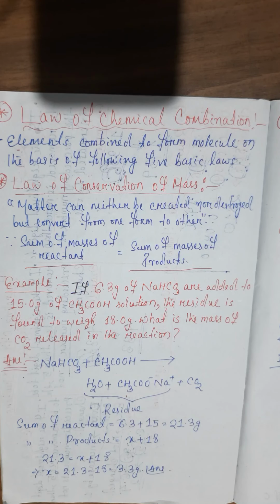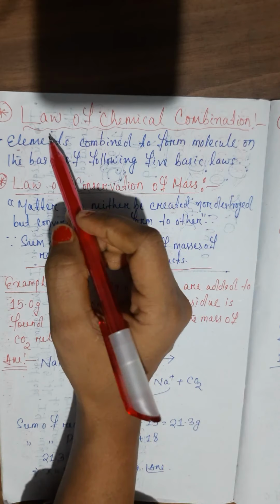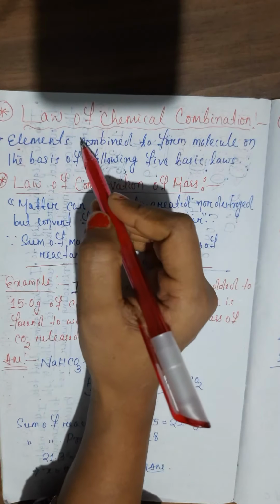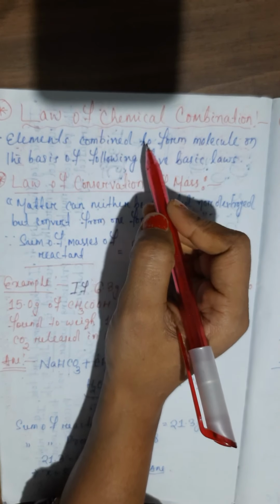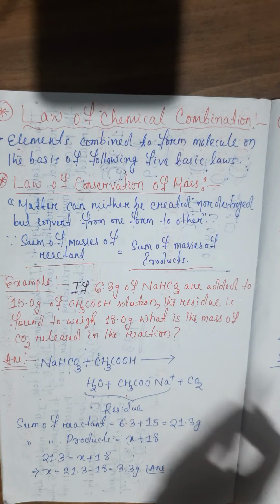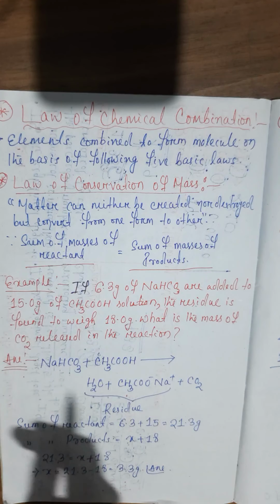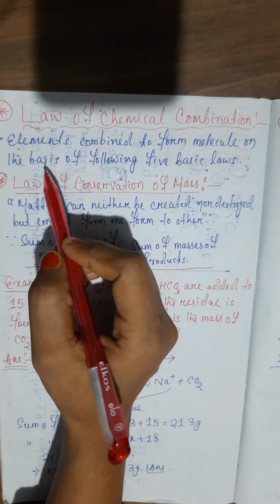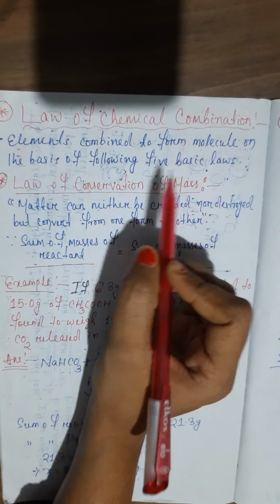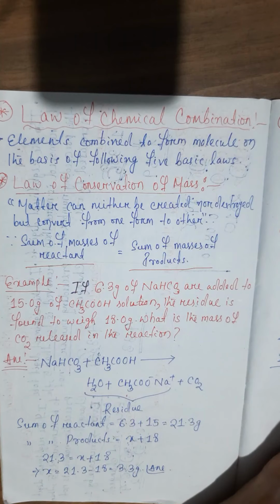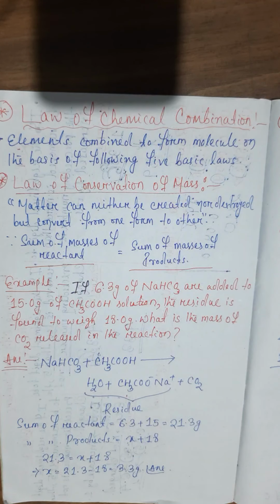Hello bachcho. In today's video we will discuss the laws of chemical combination, in which a total of 6 laws are there. We will discuss them one by one. As we know, elements combine to form molecules on the basis of some laws which are discussed below.